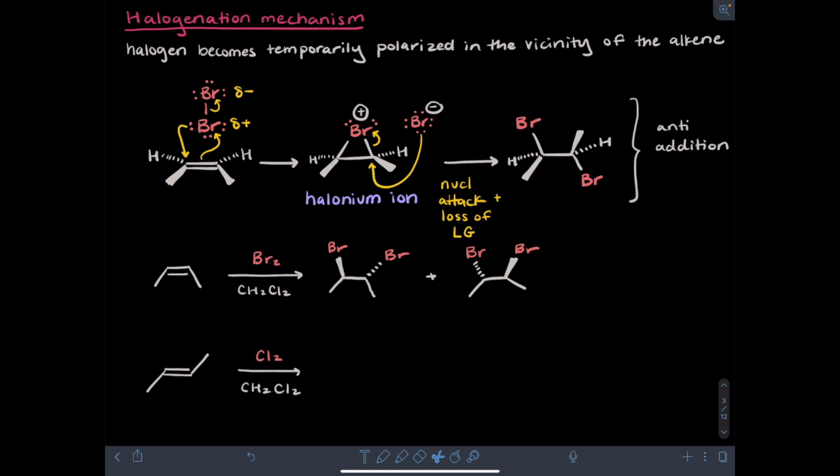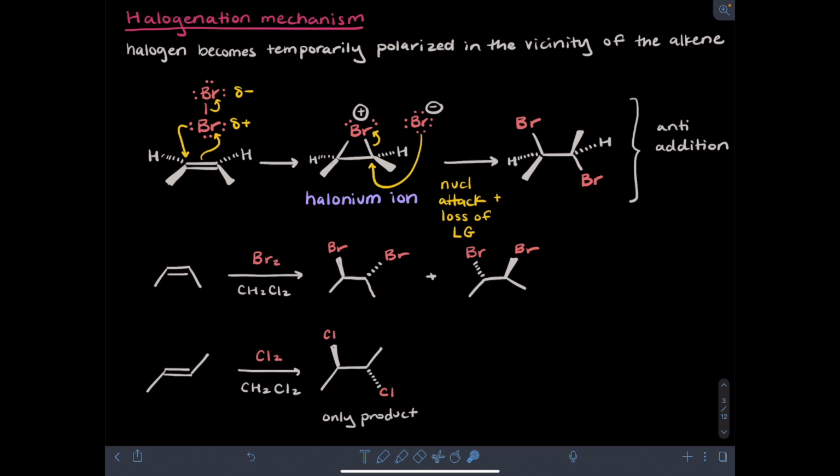Now instead, let's consider a trans disubstituted alkene, in this case being treated with chlorine. Rather than a mixture of enantiomers, this reaction forms only a single product. Anti-addition has still taken place, meaning one chlorine added as a wedge and the other one added from below as a dash, but a second product didn't form.